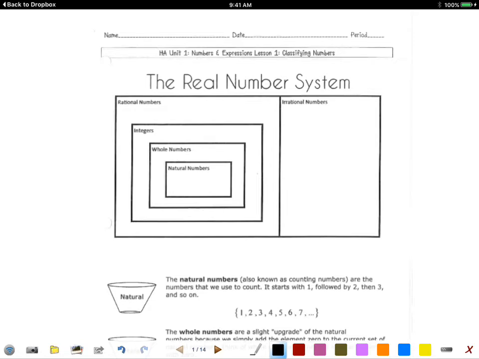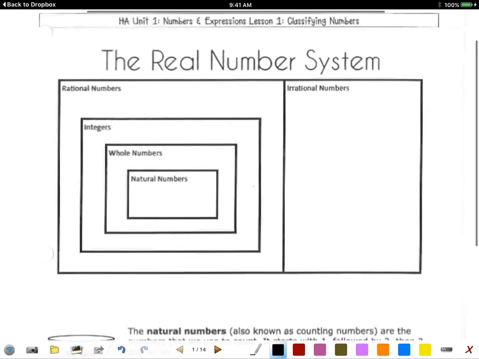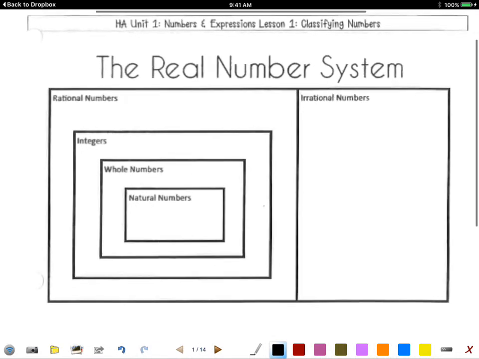But for right now, we're really just going to deal with the real number system. So within the real number system, we have rational numbers and we have irrational numbers. I'm going to start over here with irrational numbers, and you're just going to add these things into your boxes as we go along. Okay?